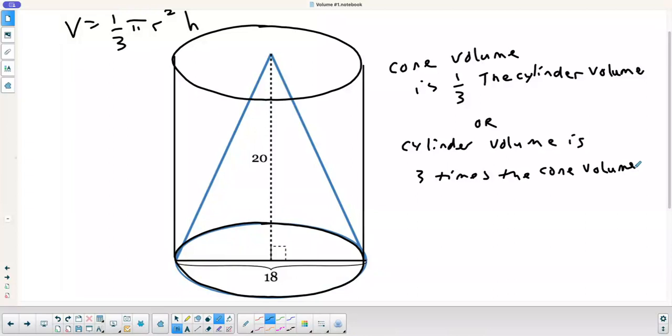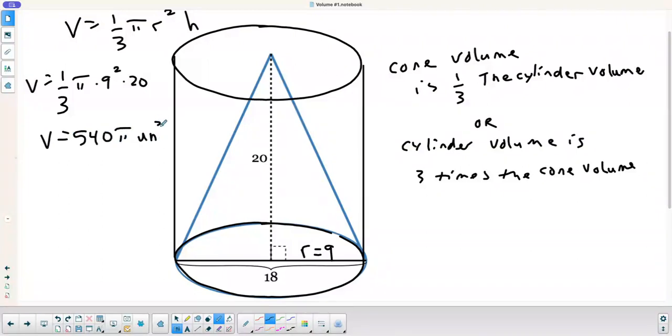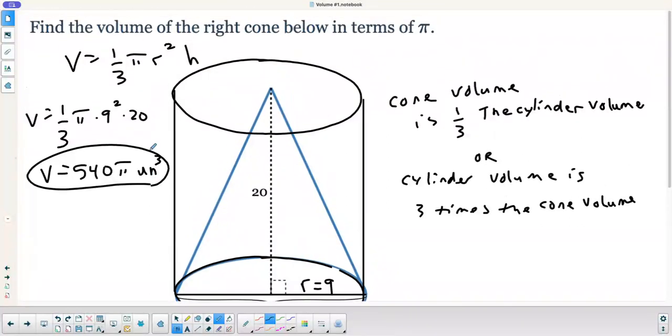So my radius here would be 18. I'm sorry, my radius would be half of 18, which is 9. So my volume is 1/3 pi times 9 squared times 20. So my volume is 540 pi cubic units. Okay, I think they promised to leave it in terms of pi. Yep.